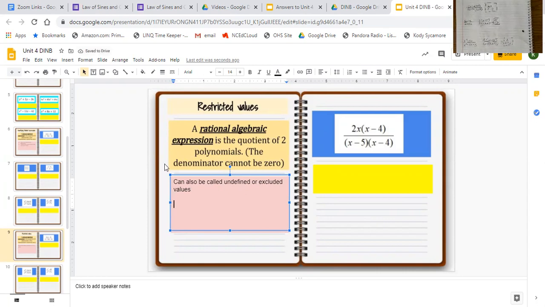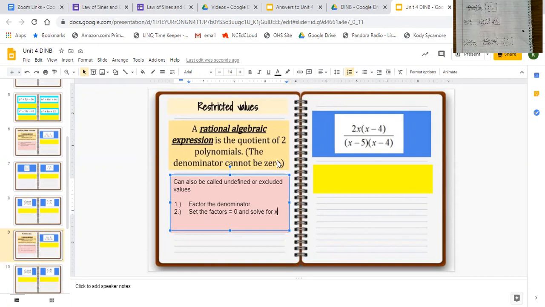Basically, it says here, the denominator of a rational cannot be 0. It's because you can't divide by 0. If you try to divide by 0, you get an error. So to find restricted values or undefined values or excluded values, you only have to factor the denominator, set the factors equal to 0, and solve for x.